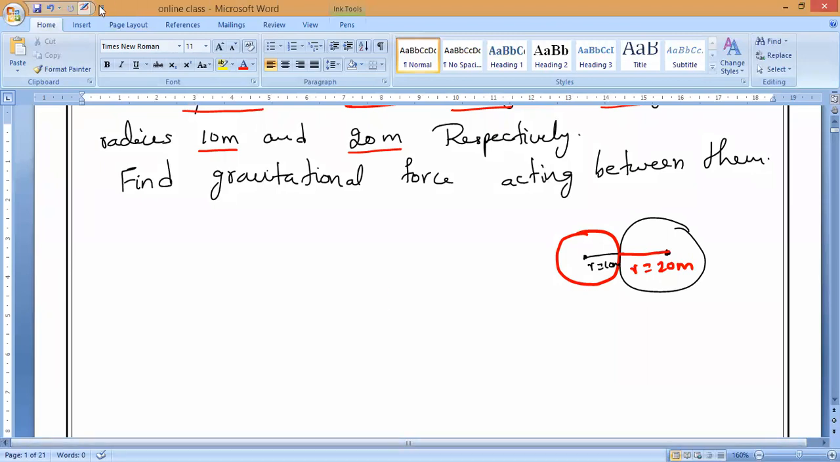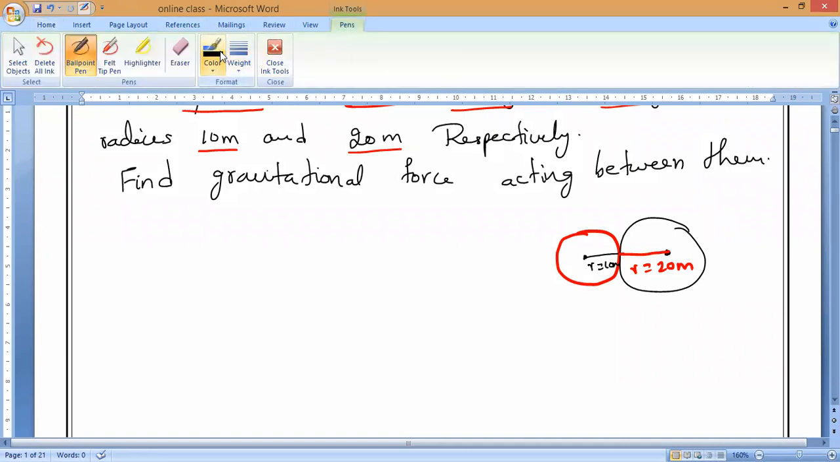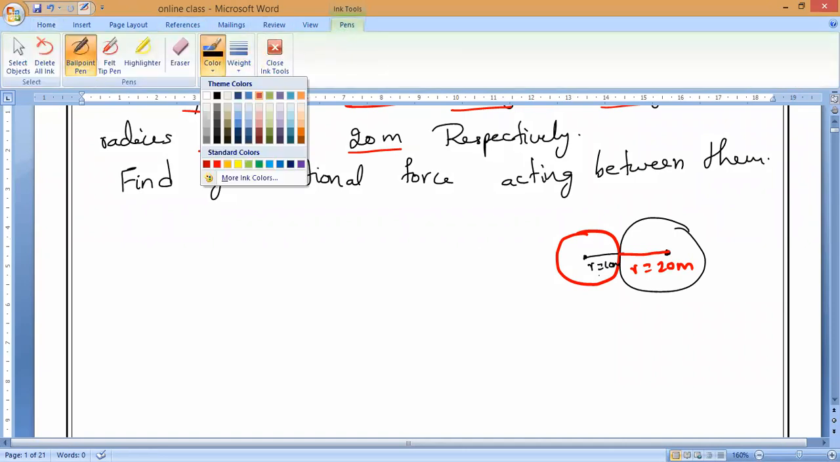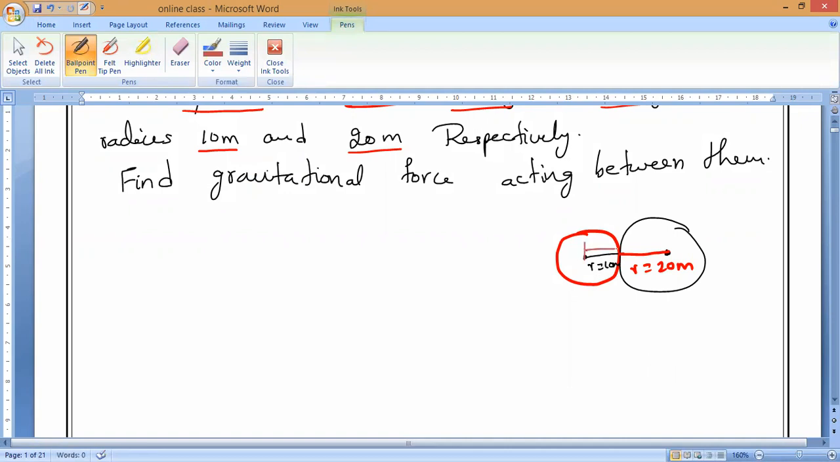So there is no distance between them given. They have given only the radius. So now, what is the distance between their centers? If you see, 30 meters. The distance between their centers means we have to add the radii, R plus R. Let me imagine this is R1 and this is R2. So R equals R1 plus R2, which equals 10 plus 20, which is 30 meters.